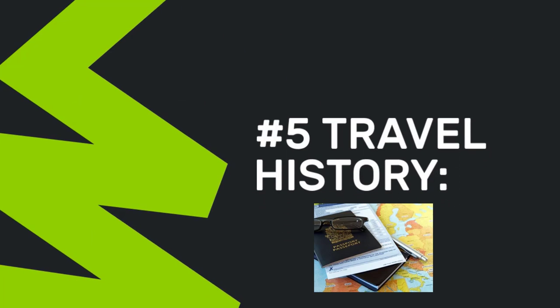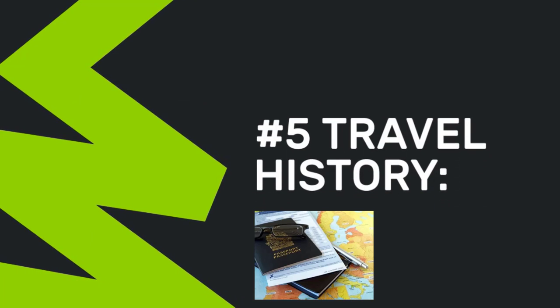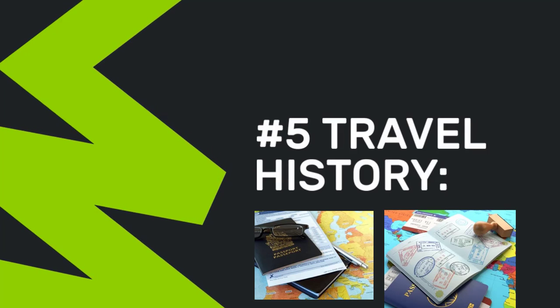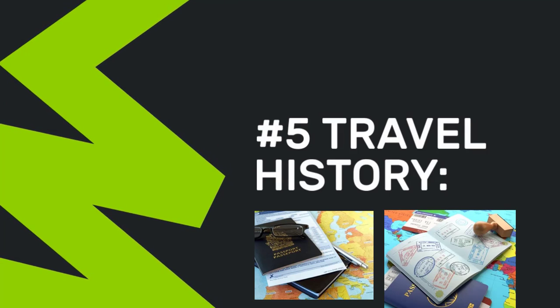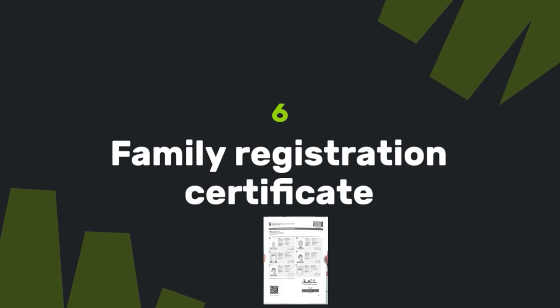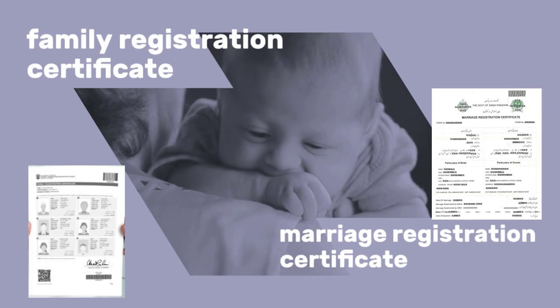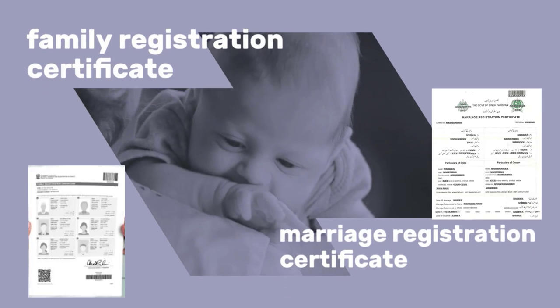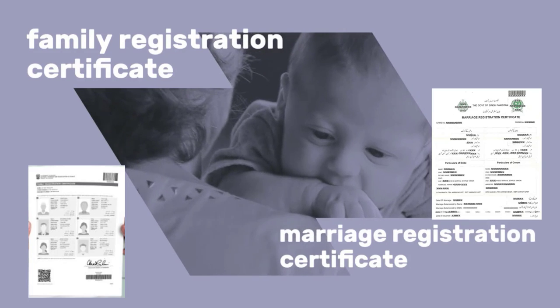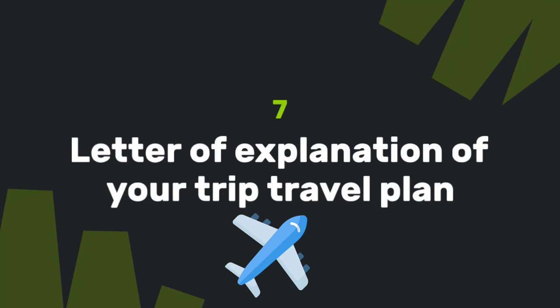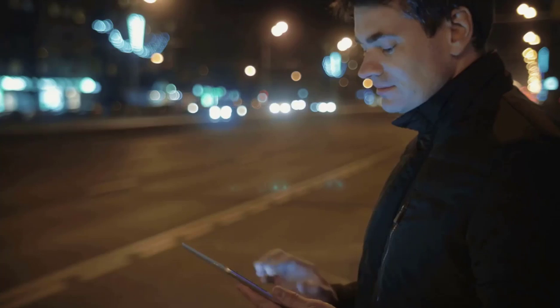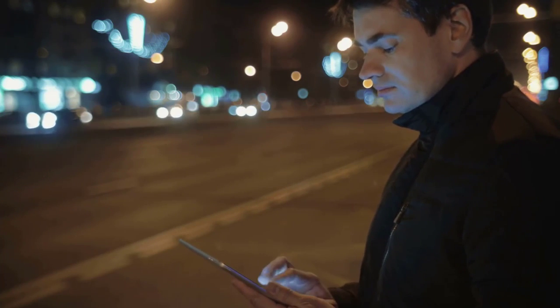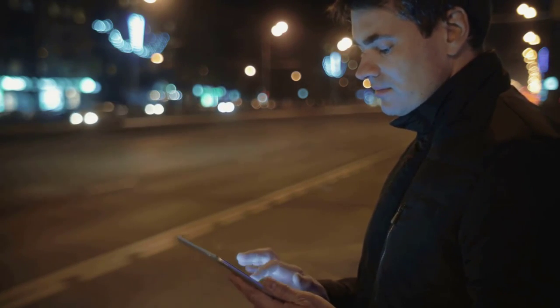Number 5. Travel history. Include all pages with visa stamps from your old and new passports from the last 10 years to demonstrate your travel history. Number 6. Family registration certificate. Marriage registration certificate. Submit copies of your family registration certificate and marriage registration certificate, if applicable. Number 7. Letter of explanation of your trip travel plan. Write a letter explaining the purpose of your trip to Canada and outlining your travel plan.